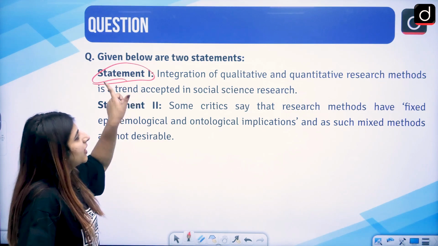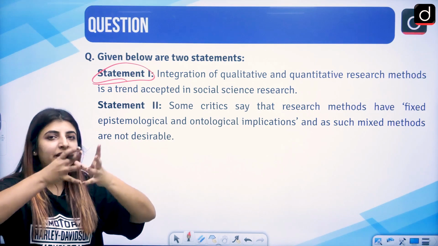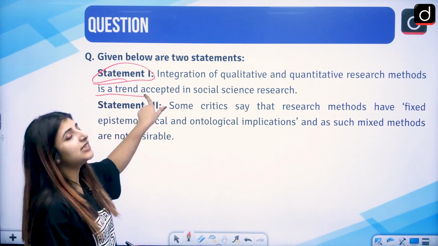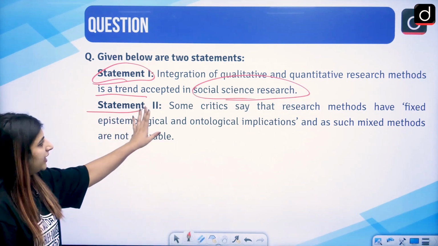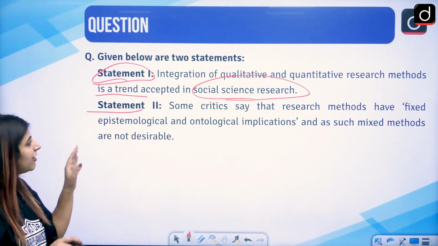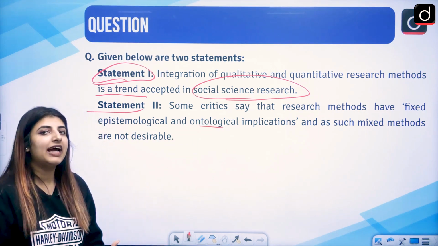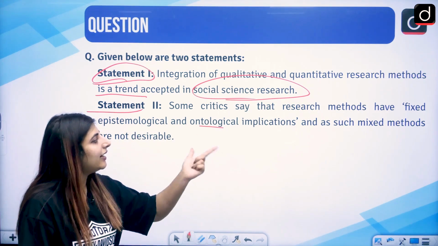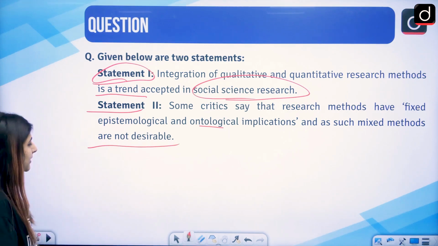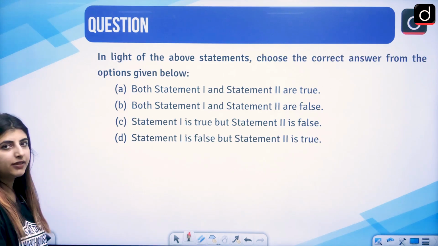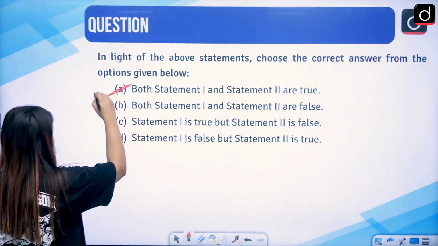Statement 1 says, integration of qualitative and quantitative research methods, which means mixing them both together, is a trend accepted in social science research. Whereas statement 2 says, some critics say that research methods have fixed epistemological, that is knowledge based, and ontological, that is reality based implications, and as such mixed methods are not desirable. What do you think is the correct answer here from the options given here? The answer is option A, that both the statements are true.